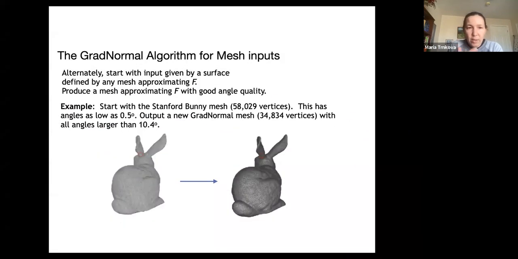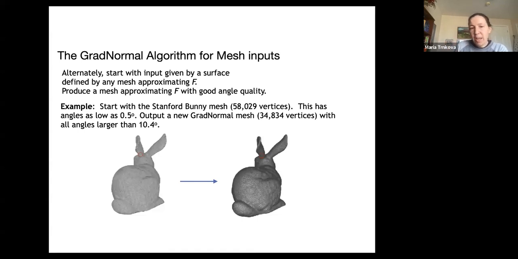And so we developed an algorithm. We called it the grad normal algorithm. I will not talk about the details of the algorithm, but I'll tell you what it does. For example, we'll take this toy model, the bunny model, and it has a lot of triangles, 58,000 vertices. And some angles of triangles are less than 1 degree, 0.5 degrees, so very, very skinny triangles.